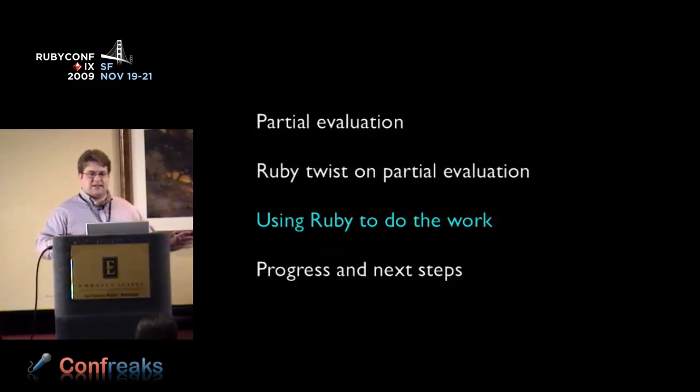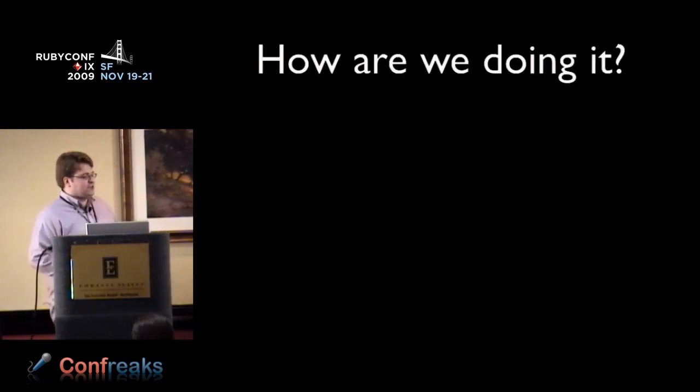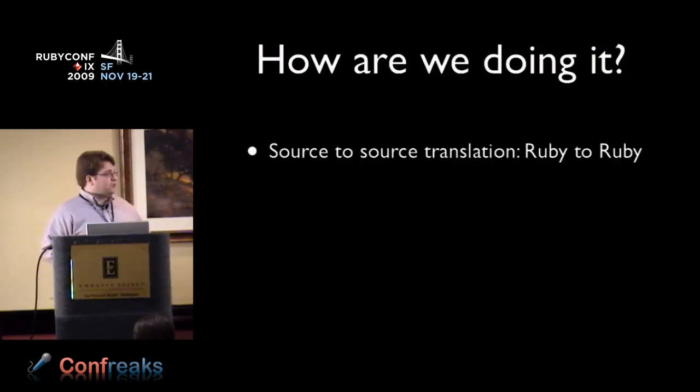So that's basically our approach to partial evaluation, what we're looking at to do inside Ruby. We're also using Ruby to do the work. We weren't originally using Ruby to do the work, but I sort of encouraged my advisor that this was a good idea, so we're doing it now. So we do source-to-source translation, which means that we start with Ruby code and we end with Ruby code.